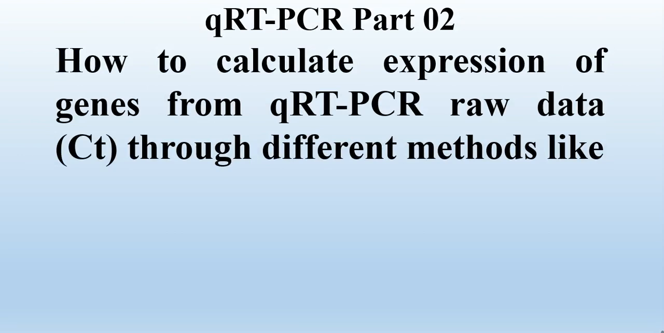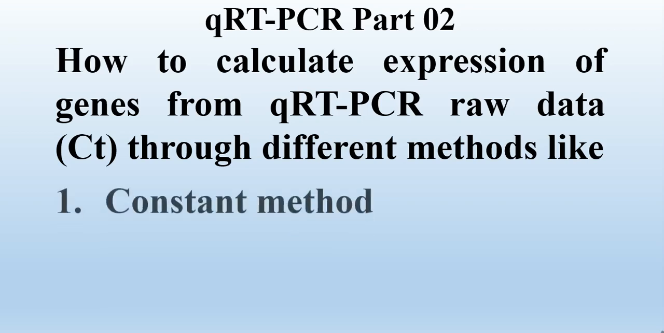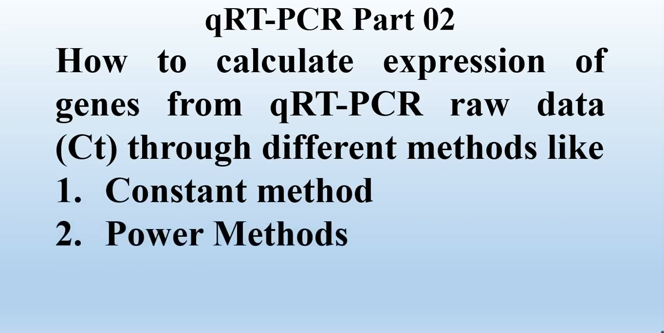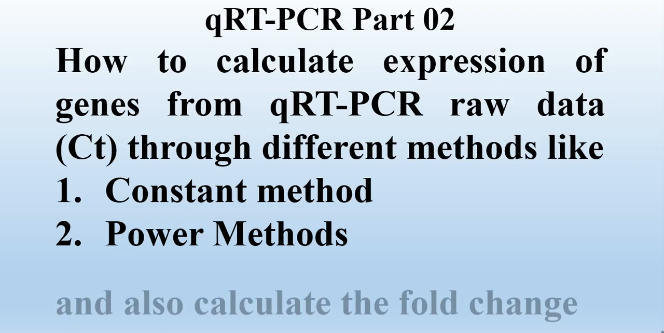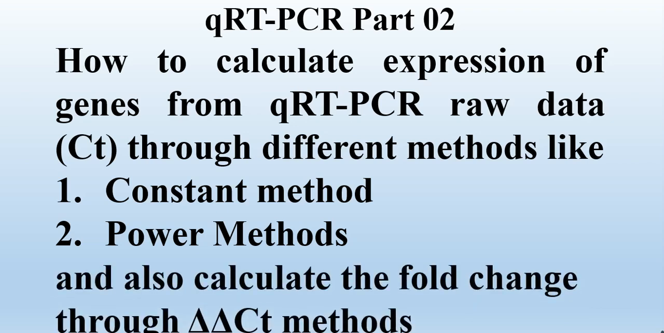from qRT-PCR raw data, in CT values or CQ values, through different methods, like one is the constant method, the other is the power method. We use these two methods to know how much your gene shows expression in response to a specific stress or condition, and we also calculate the fold change through the delta delta CT method.